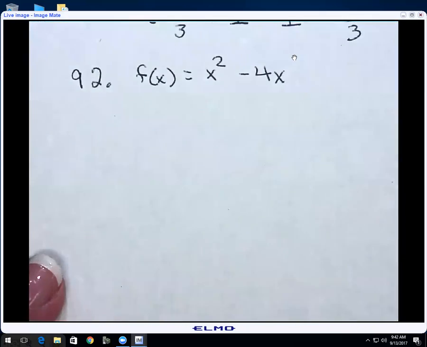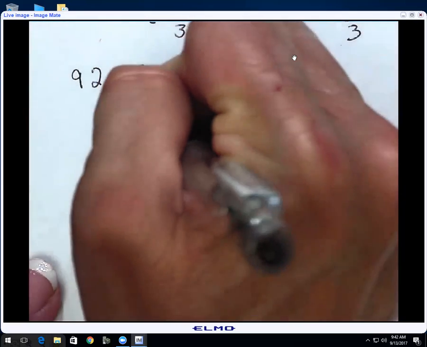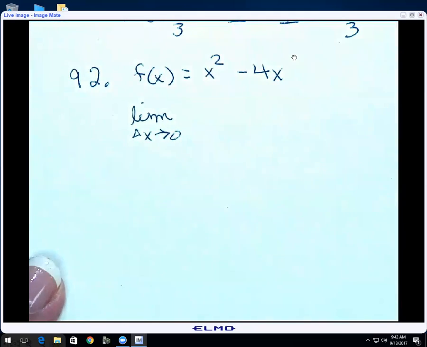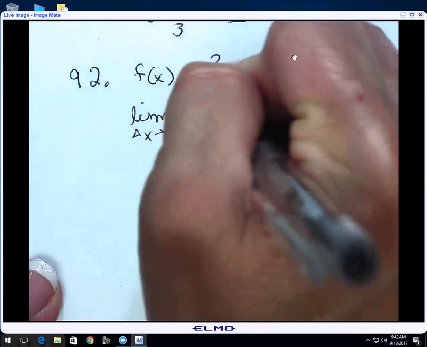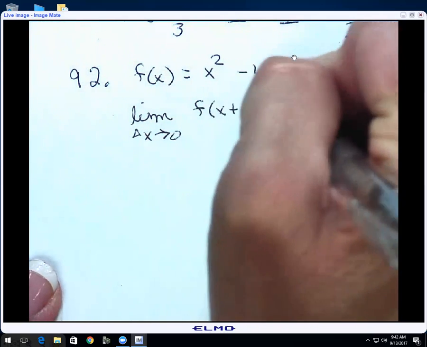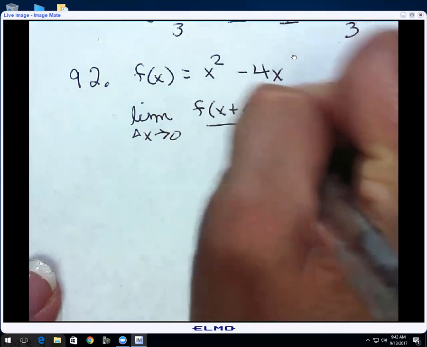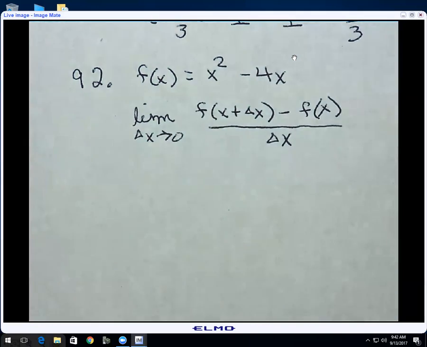the function is f of x equals x squared minus 4x. And the directions say find the limit as delta x goes to 0 of f of x plus delta x minus f of x divided by delta x. You don't have to memorize it yet. But you have to be able to follow that recipe.